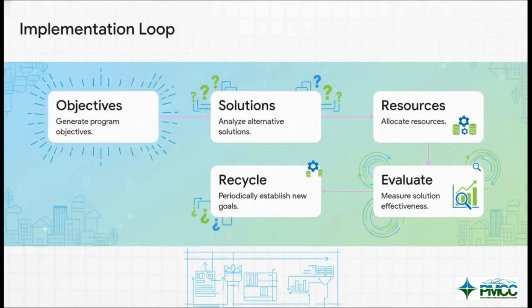Ultimately, your needs assessment feeds directly into what we call the implementation loop. You take those documented needs and use them to 1. Generate specific project objectives. 2. Analyze alternative solutions to meet those objectives. 3. Allocate your resources to the best plan. 4. Evaluate how effective that solution actually was. And 5. Recycle, meaning you establish new goals by starting the assessment process all over again. It is a continuous, evidence-based blueprint for community development.